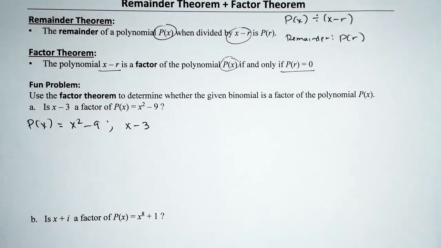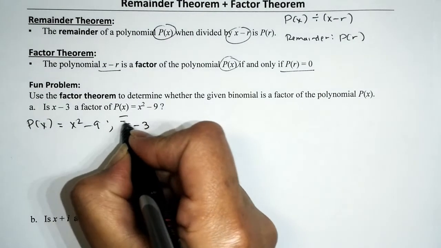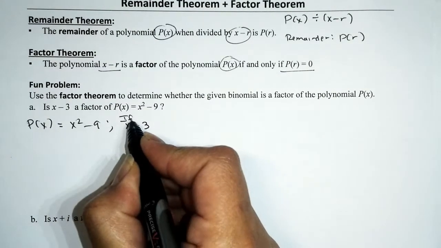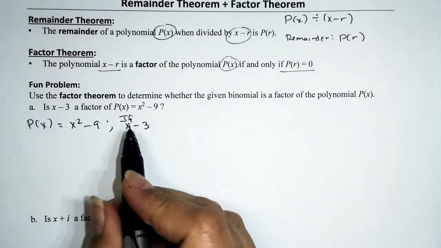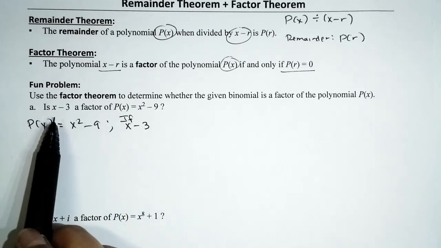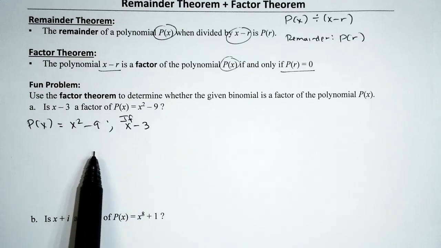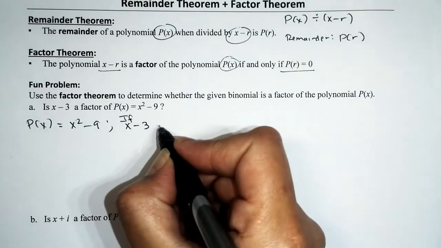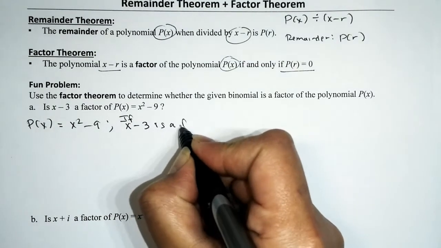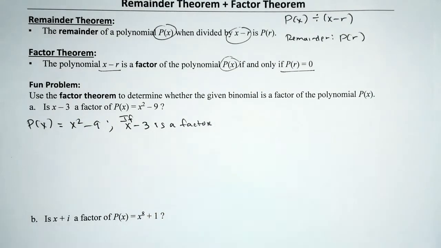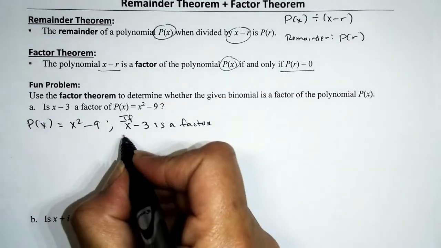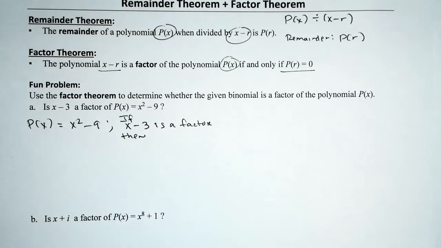Okay, so let me write some words. Okay, pretend you can read that. The question says is x minus 3 a factor of p of x, of the polynomial? So if x minus 3 is a factor, what has to hold true? If x minus 3 is a factor, then what would be the corresponding 0?